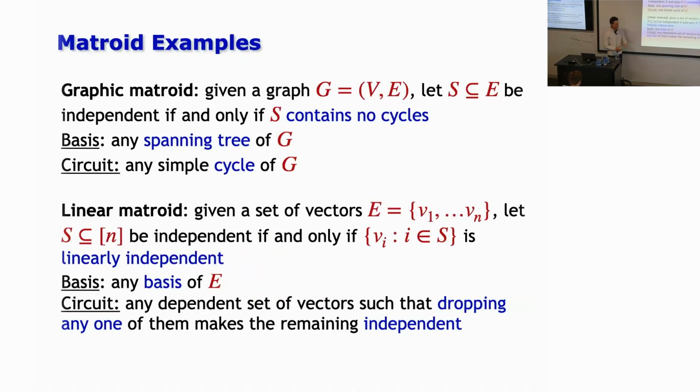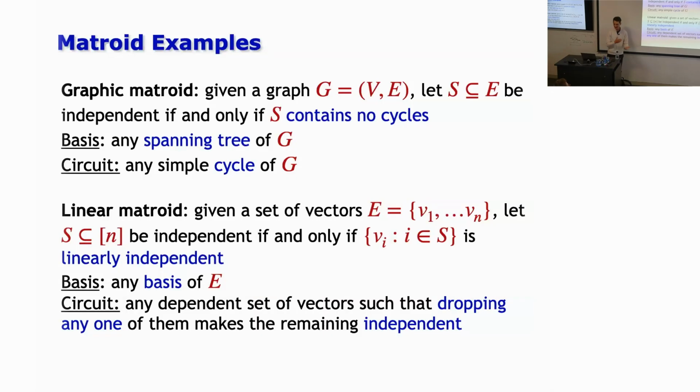Right, and we can also revisit these notions in the context of the linear matroid. Again, here your ground set is a set of vectors. And we say that a subset S of them is independent if and only if that set of vectors is linearly independent. So a basis here, again, a maximal independent set, is just a maximal linearly independent set of vectors. That's exactly like the canonical notion of a basis of a linear space. That's kind of the motivation for this term basis of a matroid.